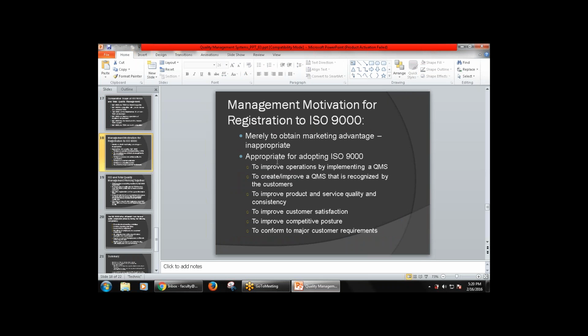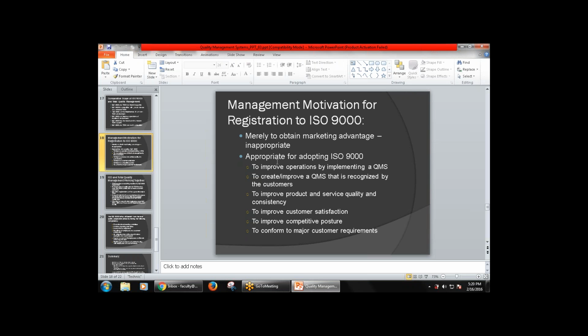And these are the various management motivations used for registration to the ISO 9000 standard. So this is merely to obtain marketing advantages. There are multiple marketing advantages that can be used.